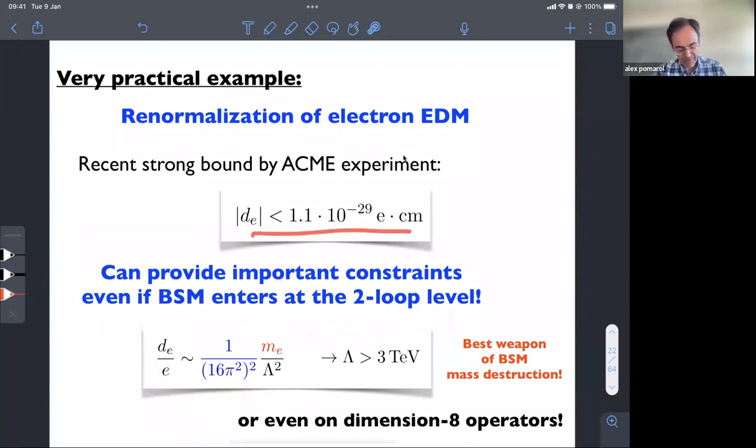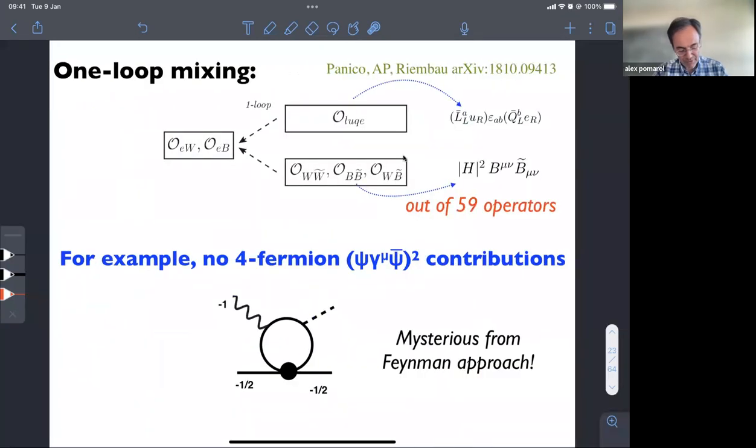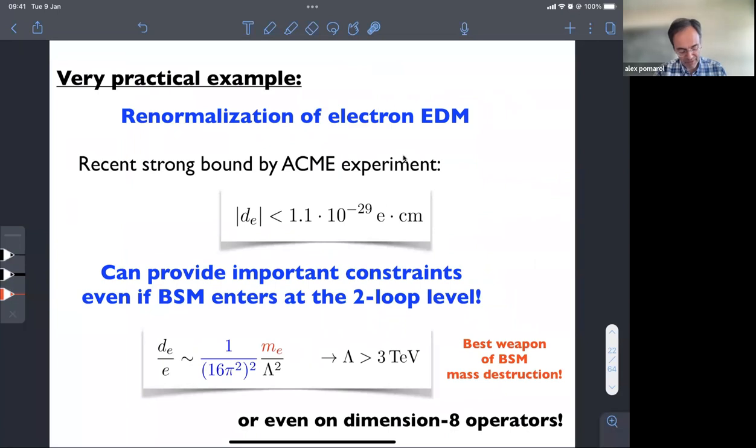So we see that this is a very good bound on new physics. Because this measurement tells me that if I have new physics below 3 TeV, I will see it even if it enters at the two-loop level. There's an estimate that tells me this. Now a question. I'm trying to understand what is in the standard model. In the standard model, this electron electric dipole moment is very small. I forgot the number, 10 to the minus 33 or 34. Extremely small as compared to the present experimental bound. And so I expect that new physics can affect me.